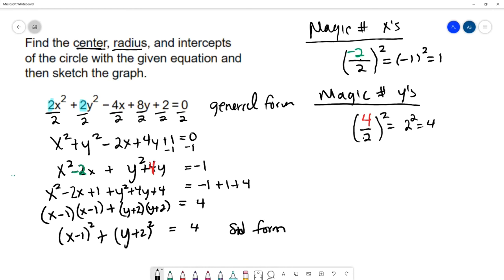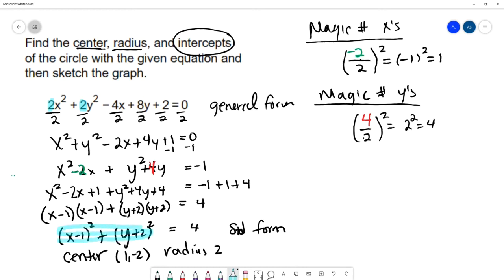Now that it's in standard form, we can identify the center and the radius. The center is 1, -2, and the radius is 2. We also want to find the intercepts. It's going to be easiest to find the intercepts using our standard form. So let's do that. Let's find the x-intercept by letting y equal 0.